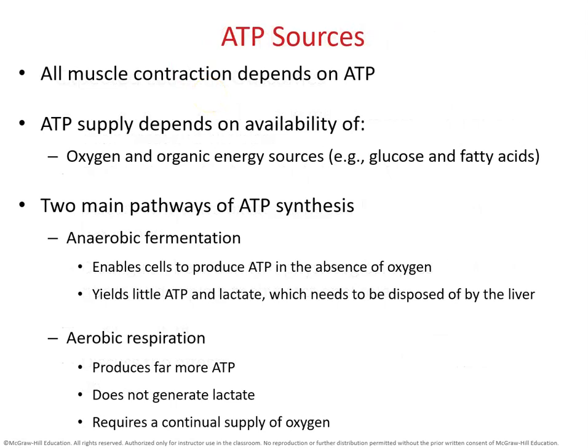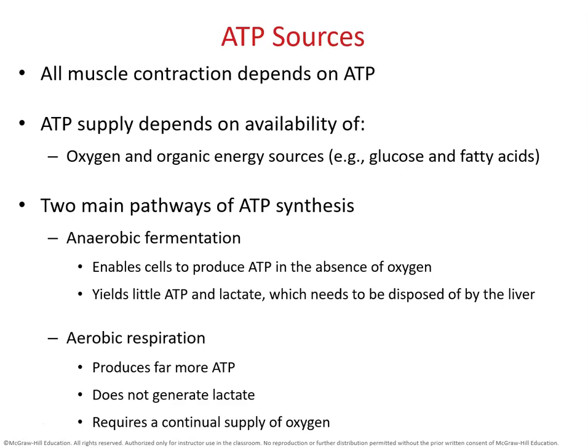So all muscle contraction needs ATP. All muscle contraction requires that chemical energy source. We have two pathways for making ATP. The first is anaerobic fermentation. So this happens in the absence of oxygen or in conditions of very little oxygen, or when the body is operating at an oxygen deficit.